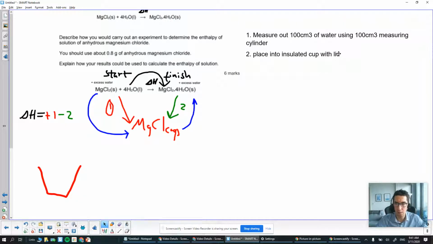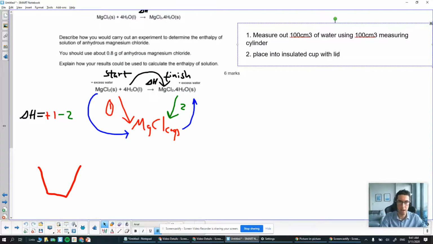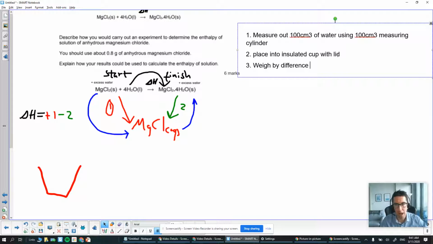Next, we need to weigh out our solid. That's our anhydrous magnesium chloride. So 3, weigh by difference. So that means where you weigh initially and then you pour it into the cup. Actually, we would pour it directly into the cup, and you then remeasure the weighing boat to see how much you actually added. So weigh by difference, 0.8 grams of anhydrous magnesium chloride.